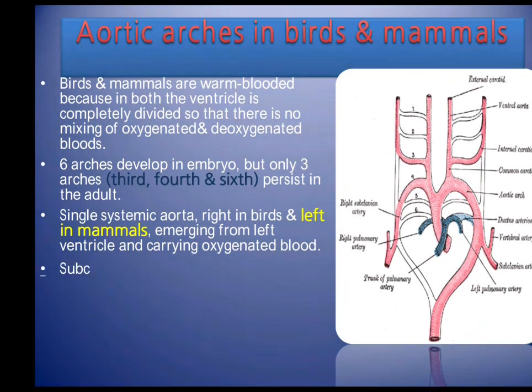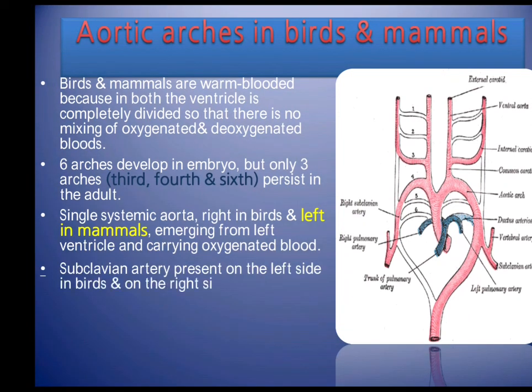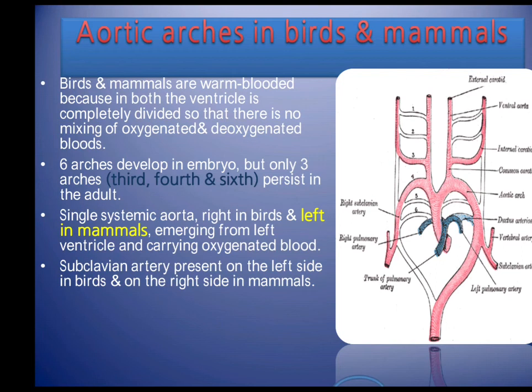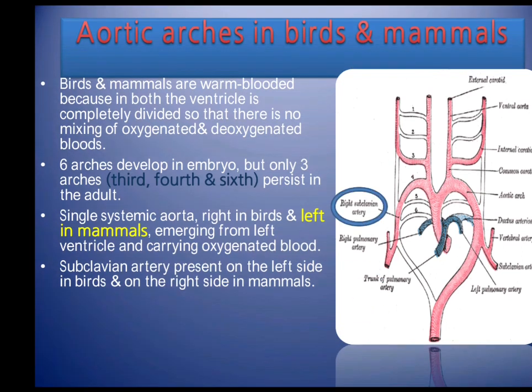And if I go further, the subclavian artery is present on the left side in the birds and on the right side in the mammals. So these are two different structures in the case of the birds and the mammals. Here we have the right subclavian artery, and this is present in the mammals. If you are taking the case of birds, it will be present on this side. So this is the right subclavian artery in case of mammals.